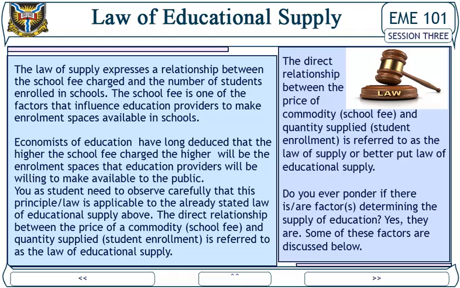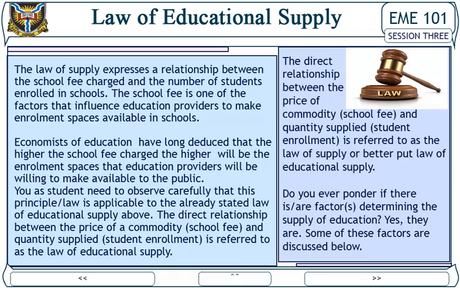Law of educational supply. The law of supply expresses a relationship between the school fee charged and the number of students enrolled in schools. The school fee is one of the factors that influence education providers to make enrollment spaces available in schools. Economists of education have long deduced that the higher the school fee charged, the higher the enrollment spaces that education providers will be willing to make available to the public.